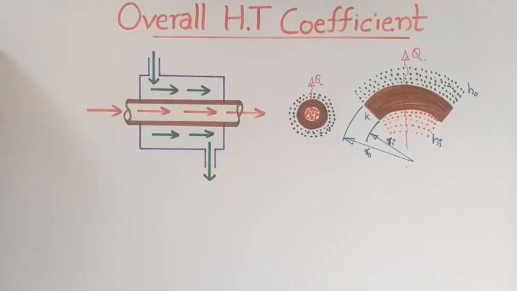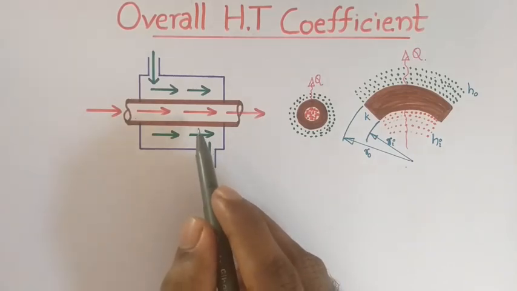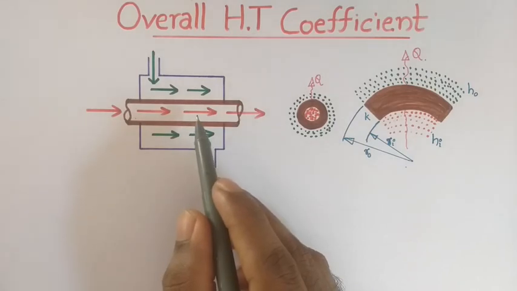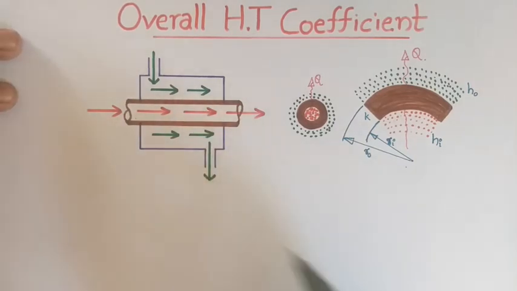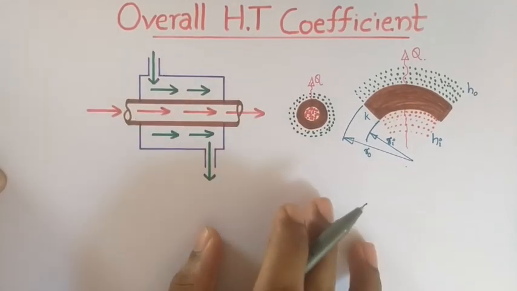In this video, we will be discussing the overall heat transfer coefficient. Here you can see a heat exchanger, which you can name a tubular or double pipe heat exchanger based on constructional feature, and based on the flow arrangement it comes under a parallel flow heat exchanger, where both the fluids are entering and flowing in the same direction.